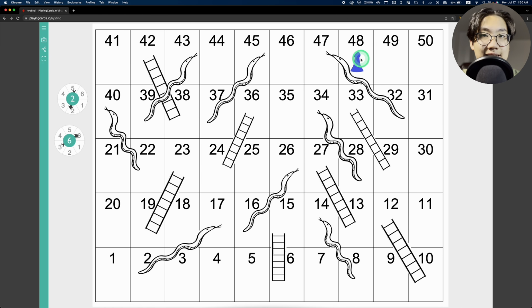In this case, let's say they decide to subtract 2 from 6 to get 4. This would look like the following if they were to move using this. 1, 2, 3, 4. So in this case, they would land back on 48. Hence, the idea of bouncing off the last square because the number they rolled isn't exact.